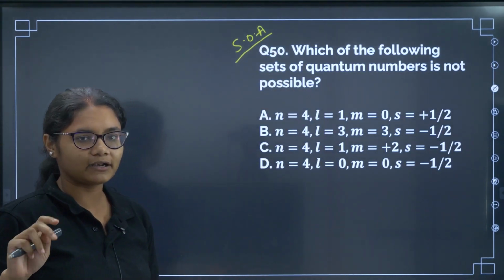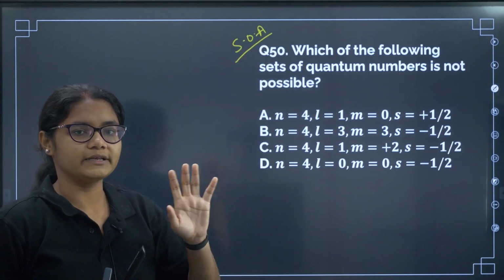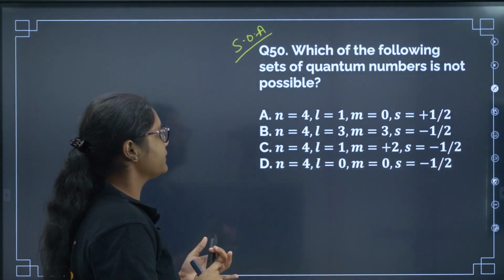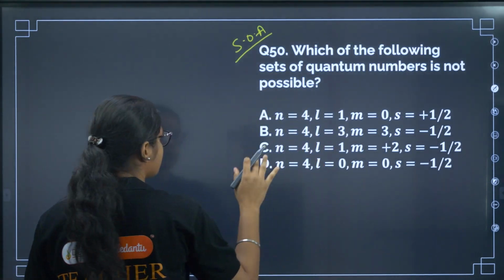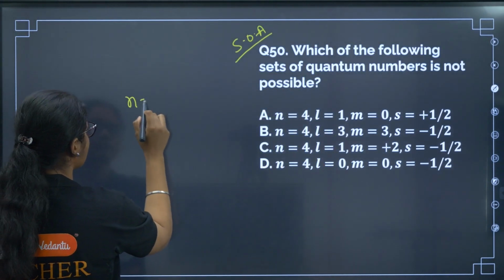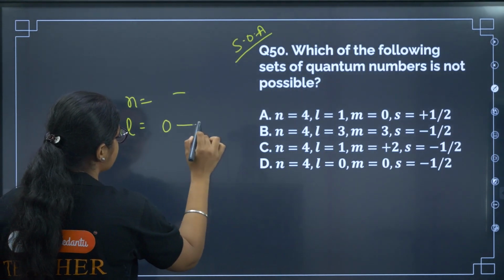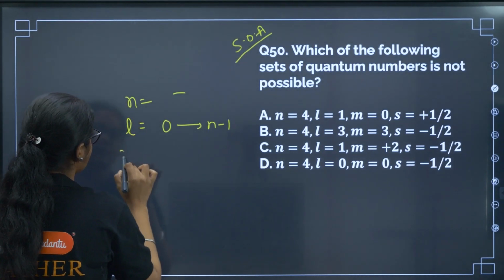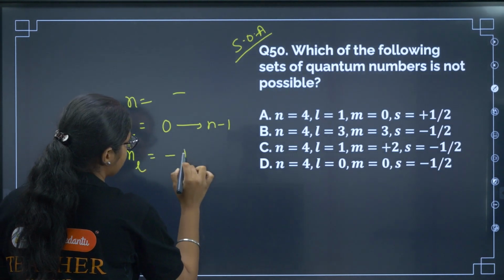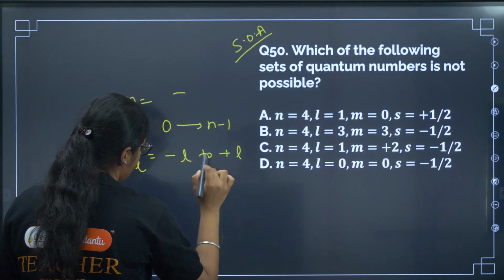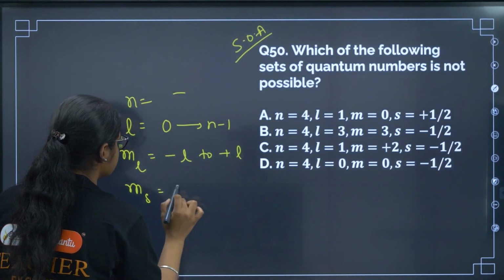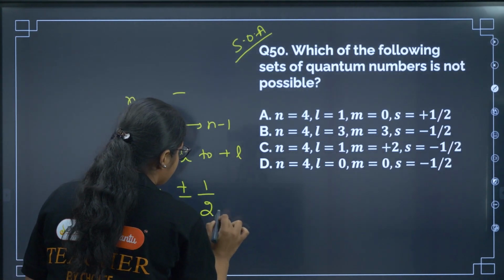See, from structure of atom, quantum numbers and Bohr's theory is very important. Focus on those topics. So let us discuss quickly what are the ranges. For principal quantum number, any value can come. For azimuthal quantum number, values are from 0 to n minus 1. Then for magnetic quantum number, the values are from minus L to plus L. And for spin quantum number, the values are plus minus half.